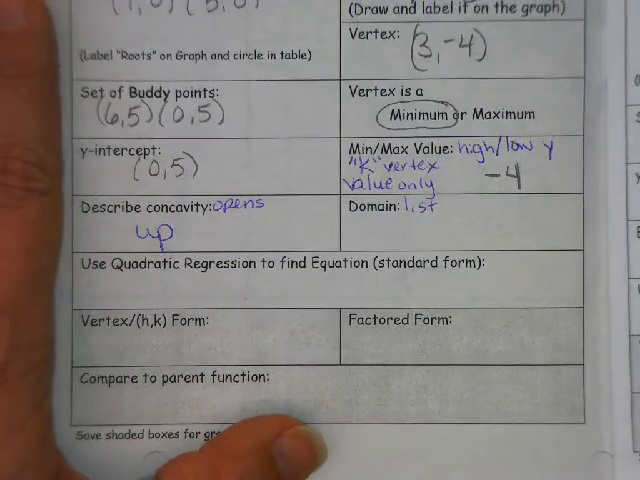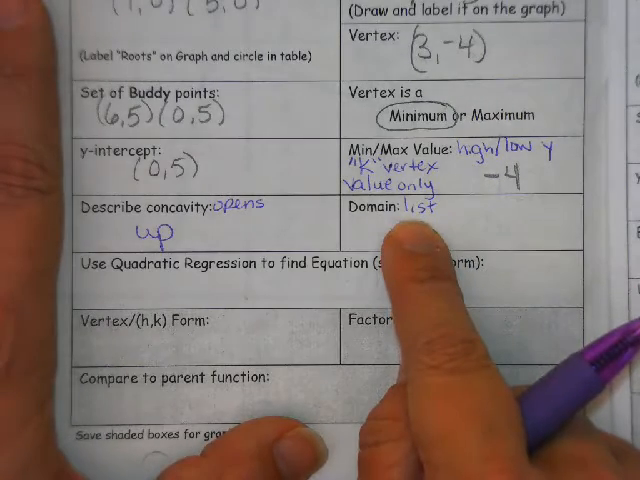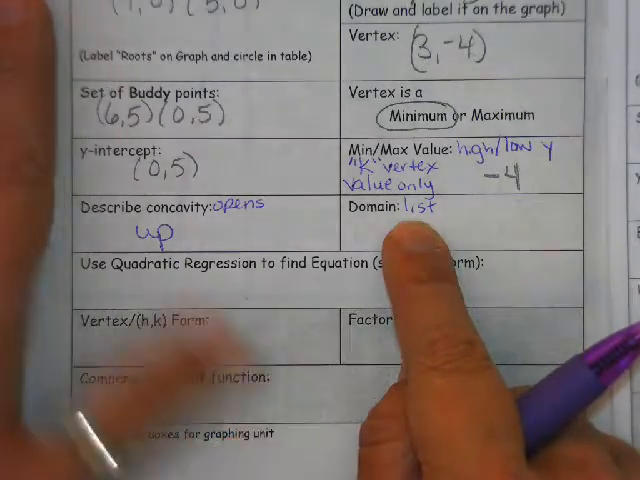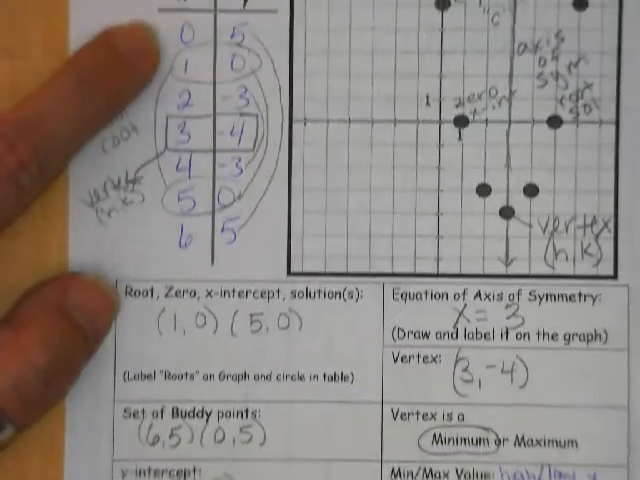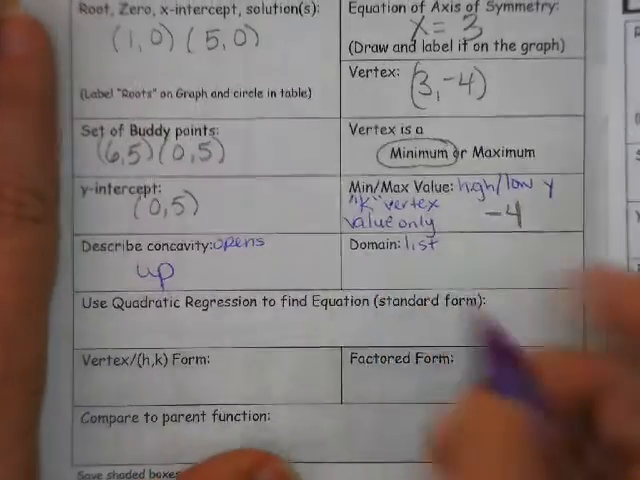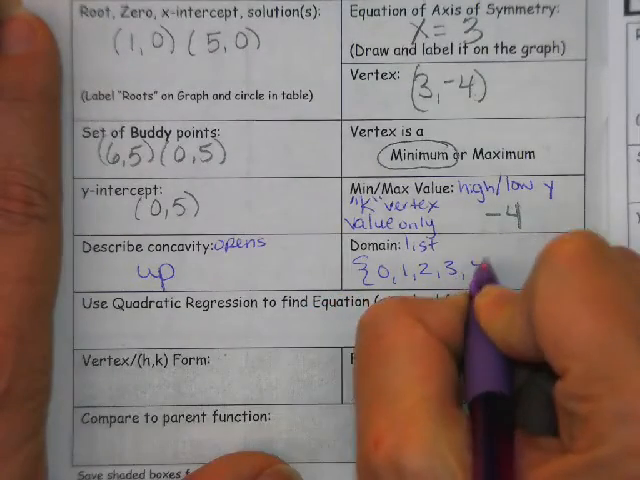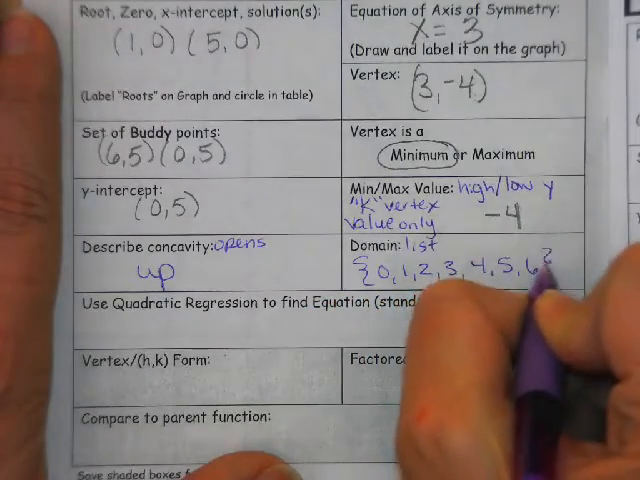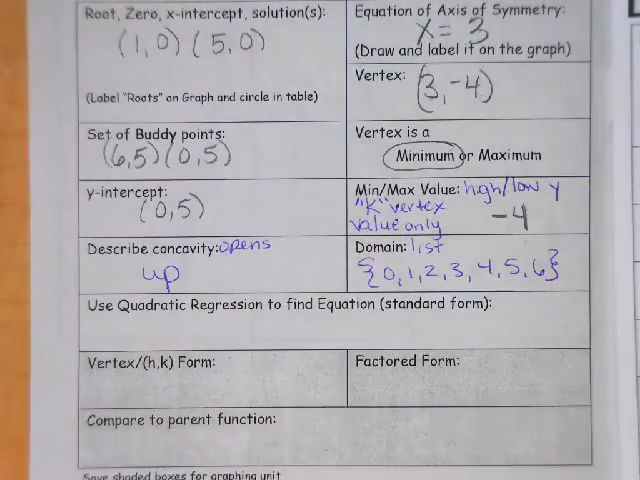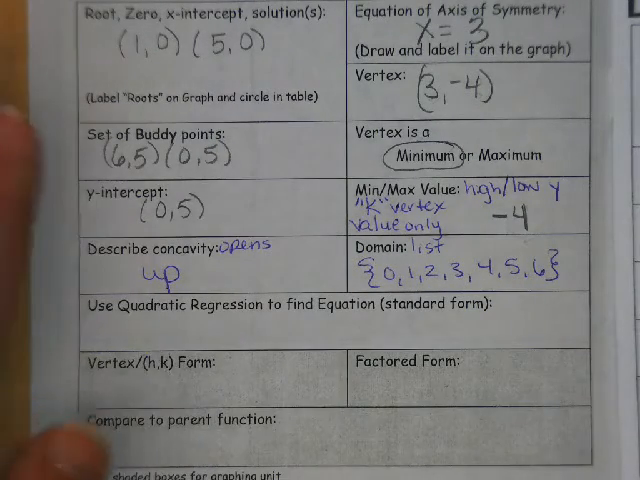All right, your domain, we said, is a list. Is domain x or is domain y? Domain is x. So I'm going to come back up here. What am I going to write for my x values? Yeah, we're going to write 0, 1, 2, 3, 4, 5, and 6. Remember on domain and range, we don't write any repeat values, and if it was continuous, we would have inequalities. We'll look at one of those.